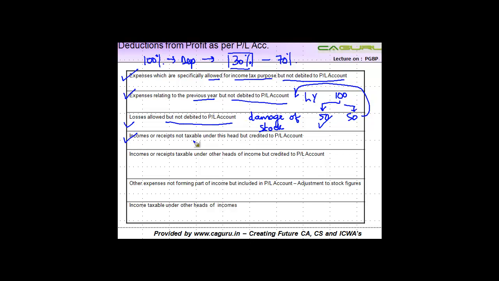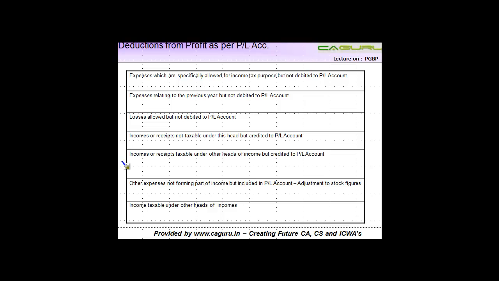Fourth, incomes or receipts not taxable under this head but credited to the profit and loss account. Let's say, for suppose you have some interest on fixed deposit. Now interest on fixed deposit, as we know and as you will learn subsequently, is taxable under the head income from other sources. IFOS stands for income from other sources. If this interest is a part of the profit and loss account, which is the starting point that you have taken here, then you need to reduce it because it is not taxable under PGBP. Okay, I've cleared it. Now move on to the fifth.